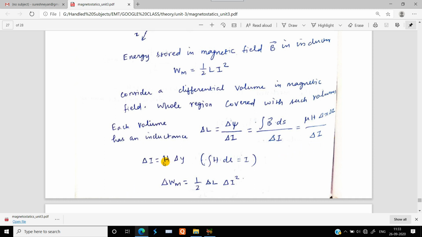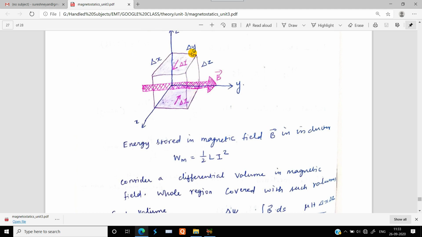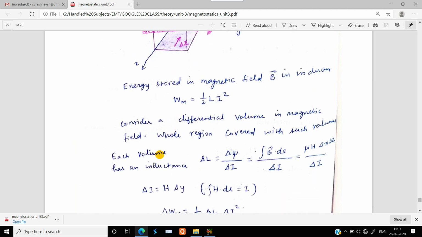Also we have del I equal to H into del y. How we get this equation is from Ampere's law. Since we know the integration of H dot dl is equal to I, as per Ampere's law, here H into the differential length. The H vector is going to act along the y axis, so we have del y as the differential length. So H into del y is equal to del I.